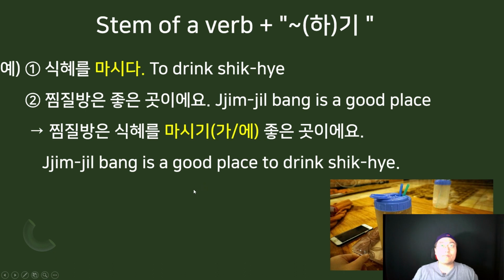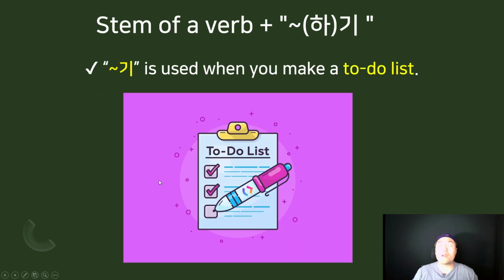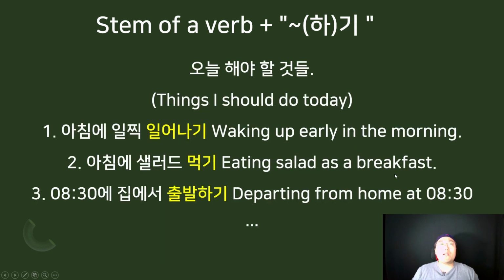But normally, 뭐뭐하기 is used when we make a to-do list. For example, 오늘 해야 할 것들, things I should do today. Number 1, 아침에 일찍 일어나기, waking up early in the morning. 2번, number 2, 아침에 샐러드 먹기, eating salad as a breakfast. 3번, number 3, 8시 30분에 집에서 출발하기, departing from home at 8:30.